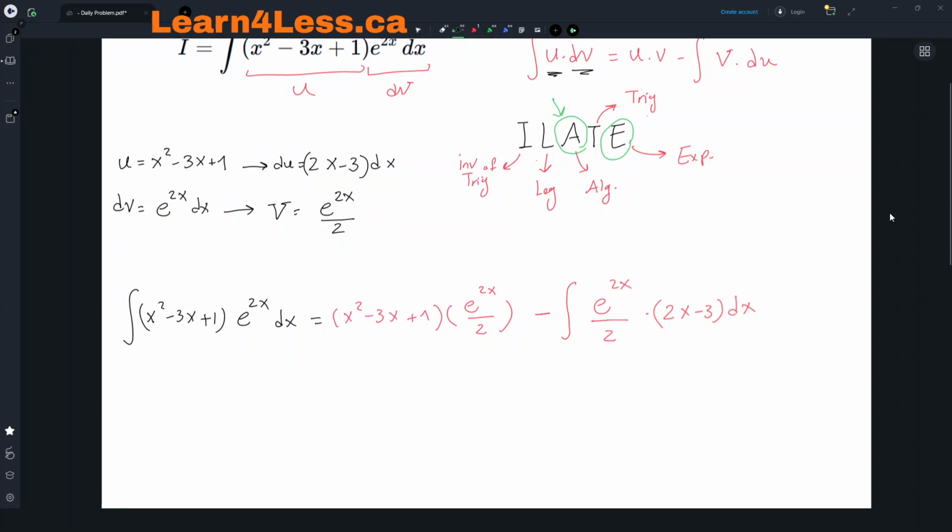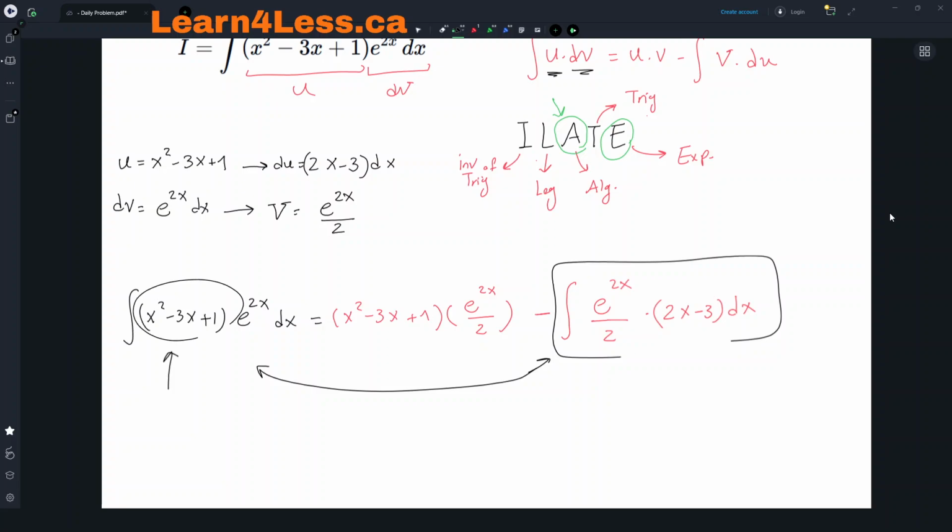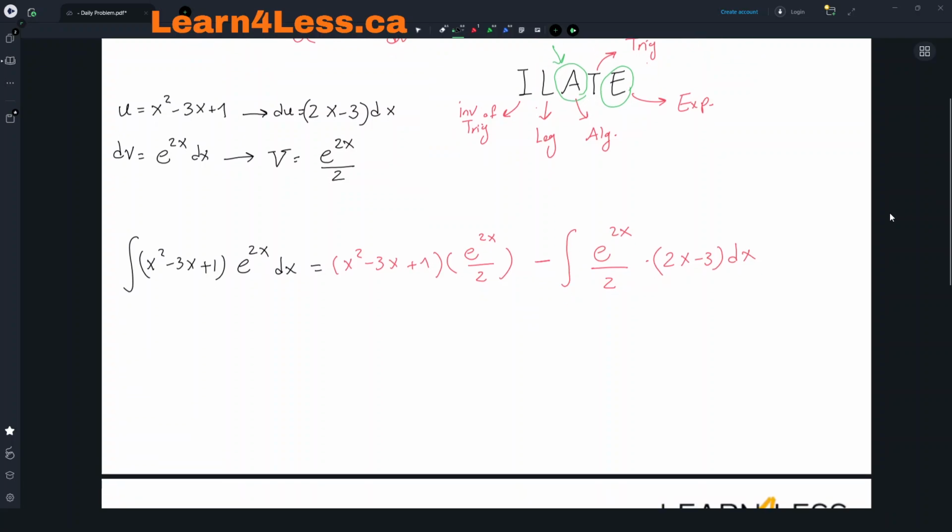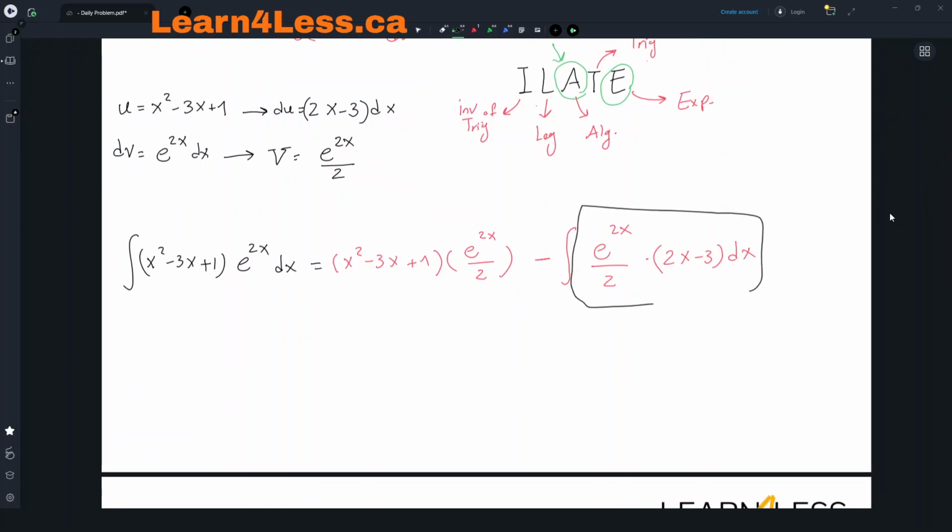So this is another integral that we have right now, which is again not very simple to take, but it's definitely simpler than what we started with. Here we had a second order polynomial, a quadratic function, but here it was reduced to a linear function. So it seems to be an easier integral. Let's take care of this integral separately, and then we write the whole thing.